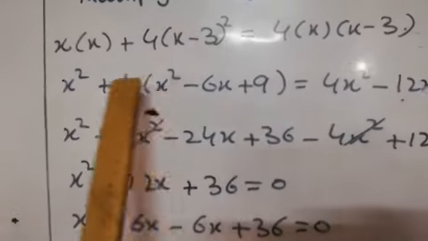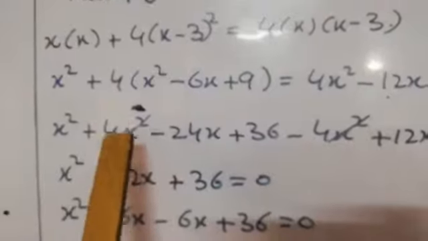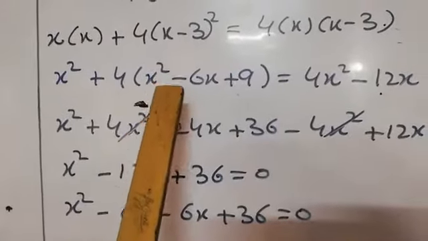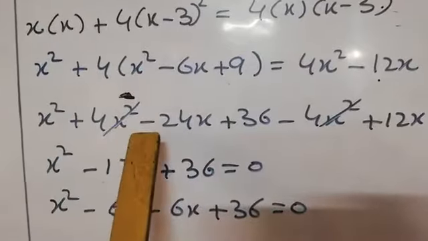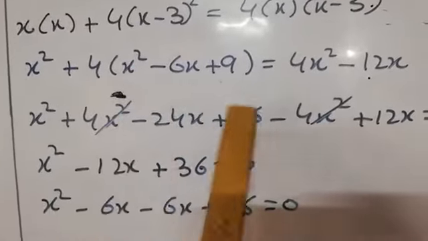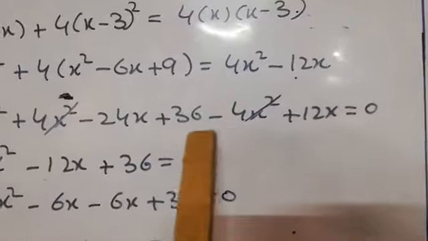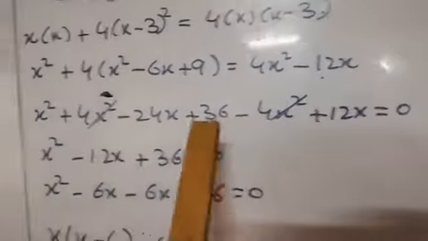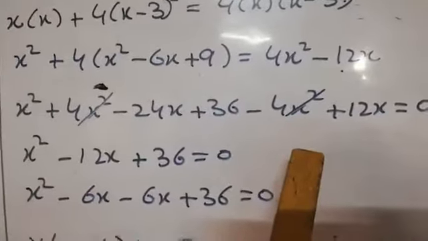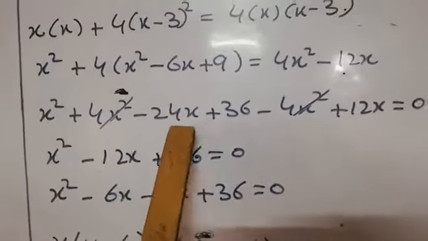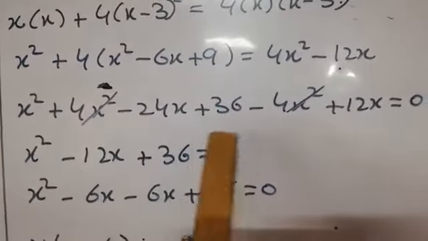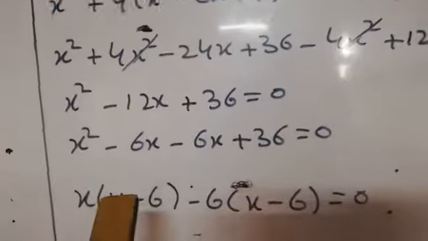We will remove the bracket and multiply 4 with all the values which are inside the bracket. This is 4x square minus, 4 6s are 24, 4 9s are 36. Write all the values to the left hand side. This will be x square minus 4x square plus 12x is equal to 0. 4x and minus 4x will be cancelled, and x square minus 24 plus 12 is equal to minus 12x. Write 36 as it is.